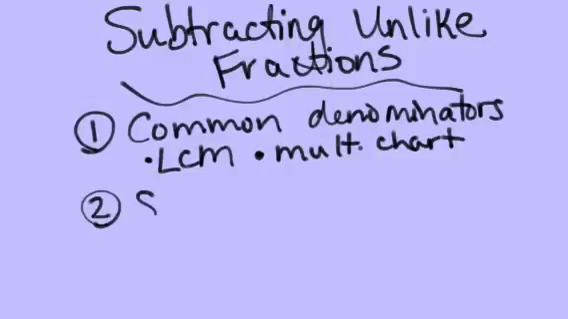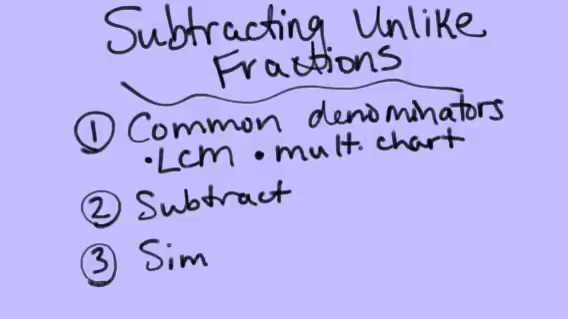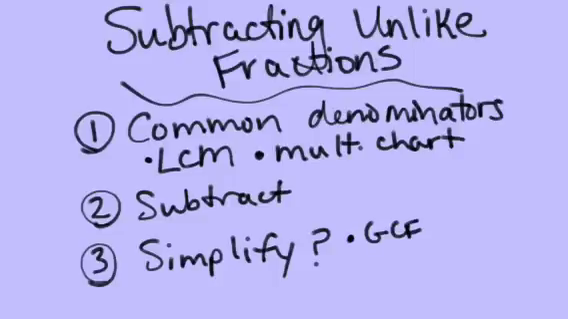The second step, subtract your fractions. And then, last but not least, is your answer in the most simplified form? Some students might need some help with that. When we simplify, we're looking at the greatest common factor, dividing the numerator and denominator by the greatest common factor. And as a tool, you can reference a factor chart for that. So let's take a look at an example.